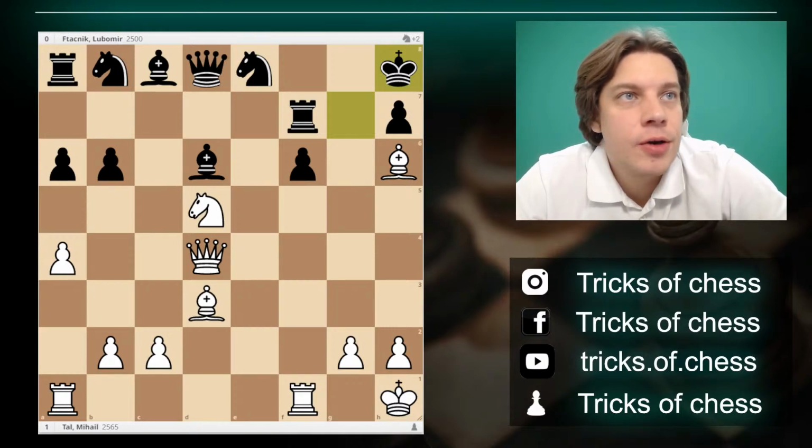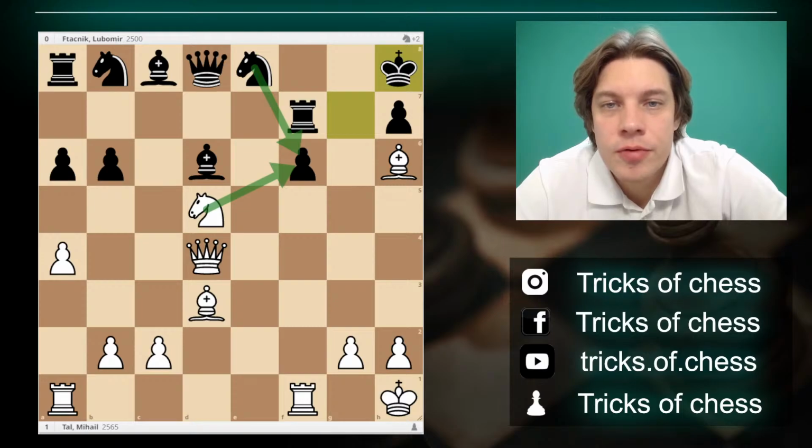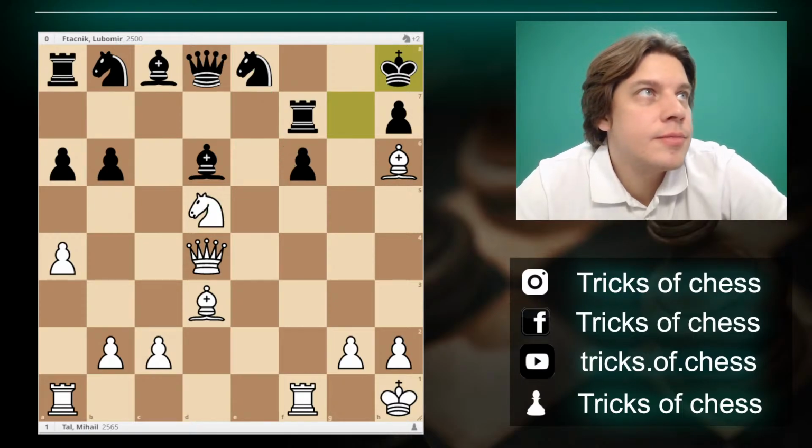So after king goes to h8, knight f6, or what? Knight f6, knight takes f6. What then? What's the point? Because if we take with the rook, they take with their queen, and that's it.